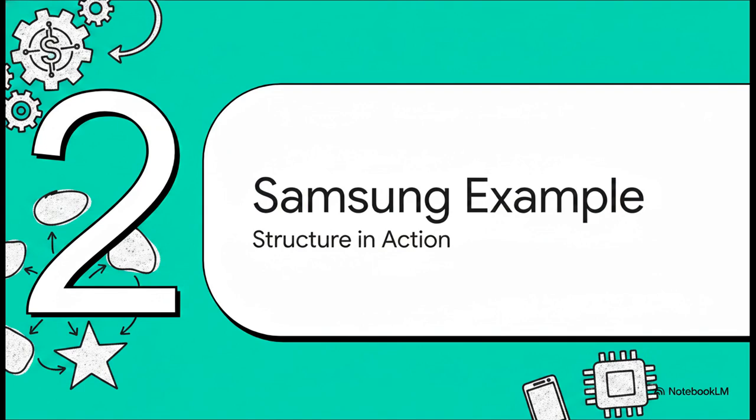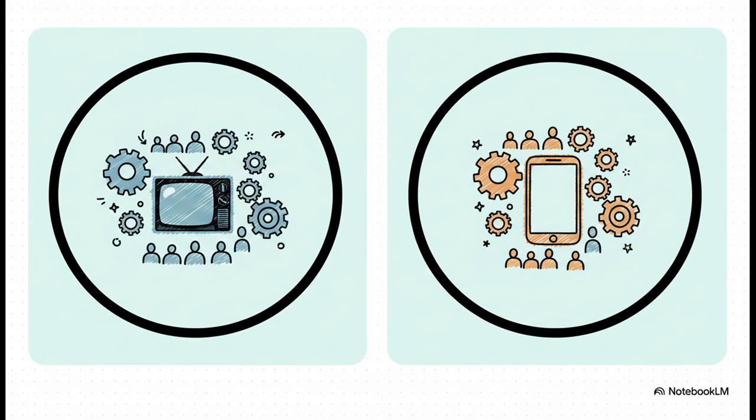Moving right along to Section 2, the Samsung example, where we'll see the structure in action. Abstract business theories are always best understood when we can anchor them to real-world applications, right? So let's look at Samsung. They deal in a massive array of products, but specifically, they deal in smartphones as well as broader electronic goods. Because of this, they utilize a divisional structure, featuring entirely separate divisions, namely an electronics division and a smartphone division.